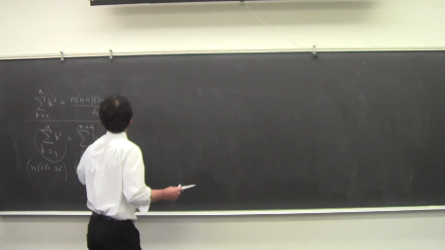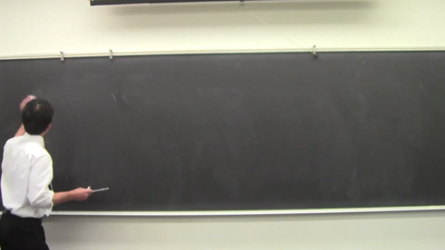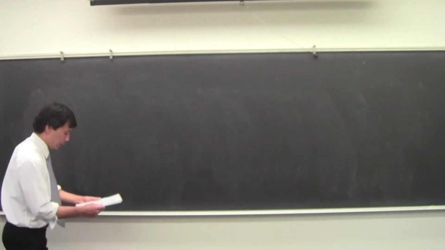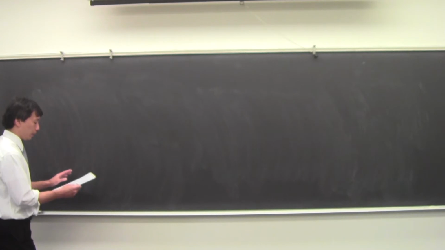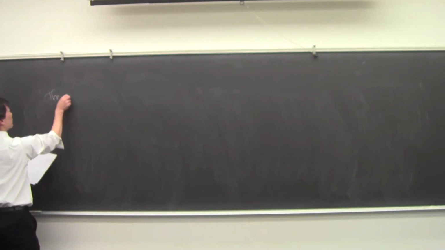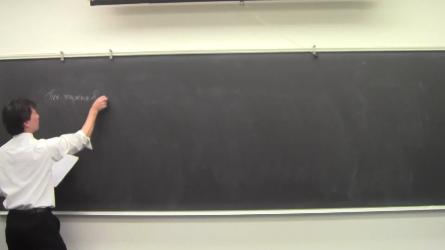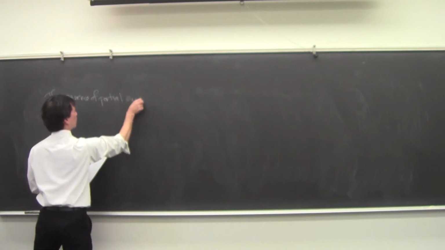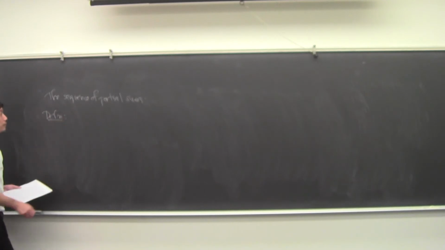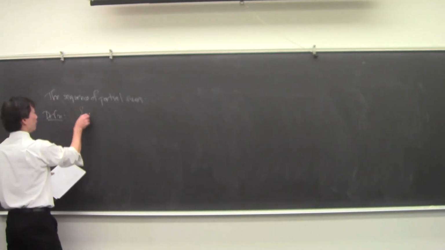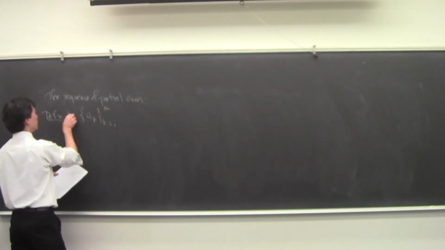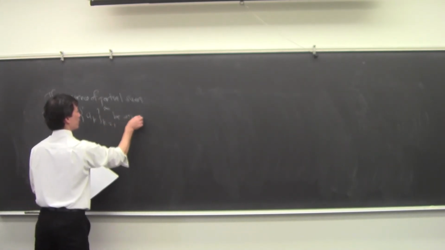Okay, so now that we've got that down, we want to introduce something called the sequence of partial sums. Okay, so here's the definition. You start off with a sequence a sub k. Let this be an infinite sequence.